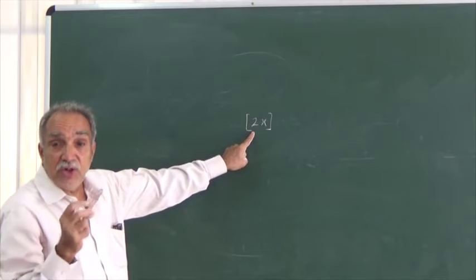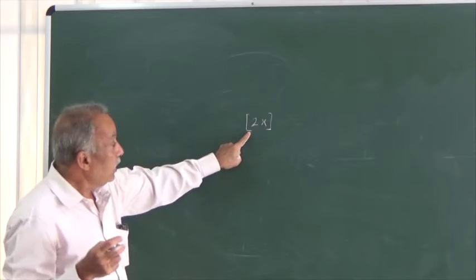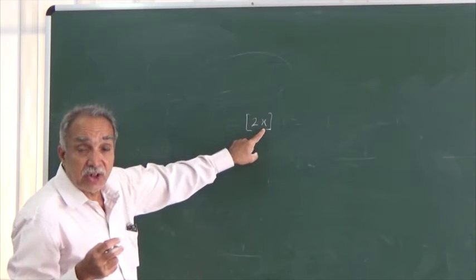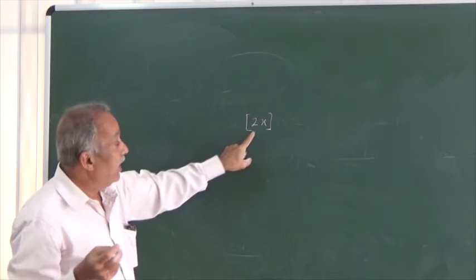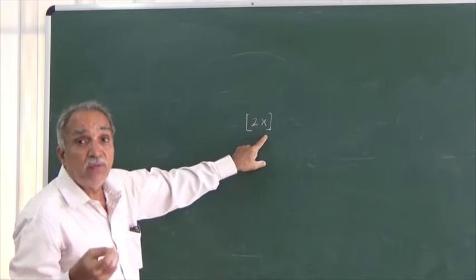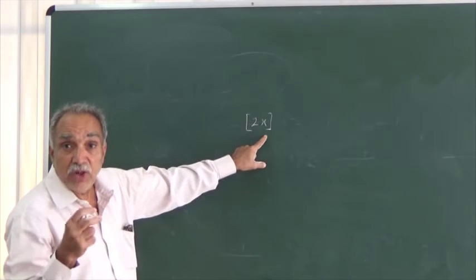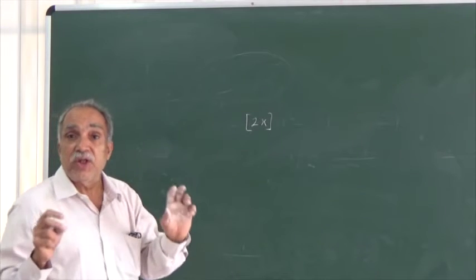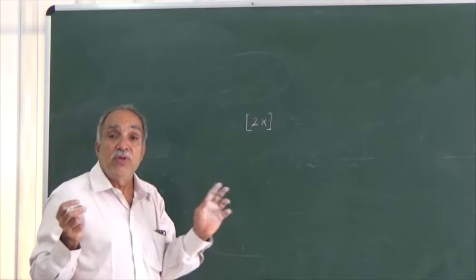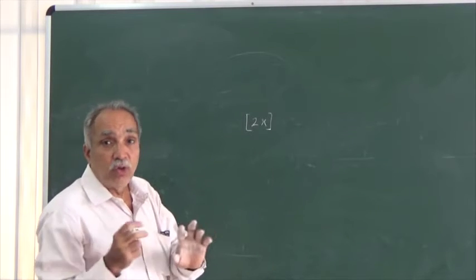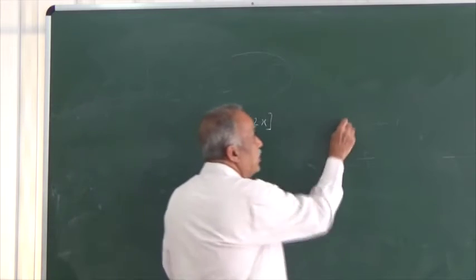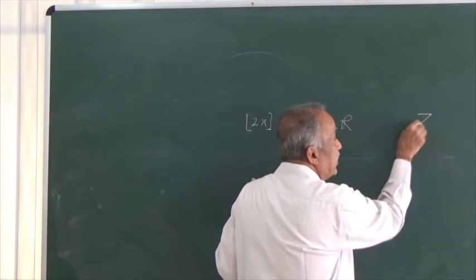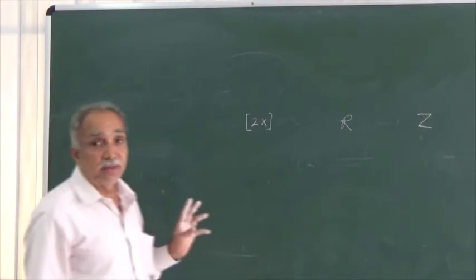Individual function values may change, value of the function at x equal to 1 may change, value of the function at x equal to half may now be different from value of integer part x, but when you consider the set of all image elements, when you consider the range, you won't find any difference. Domain is the entire set of reals, range is the entire set of integers.